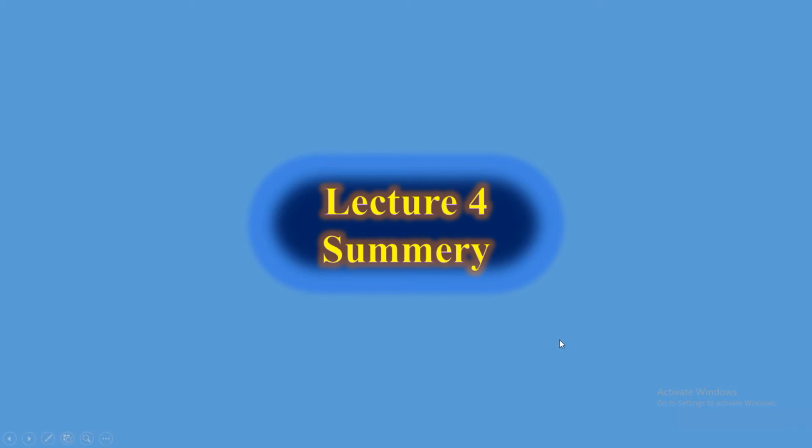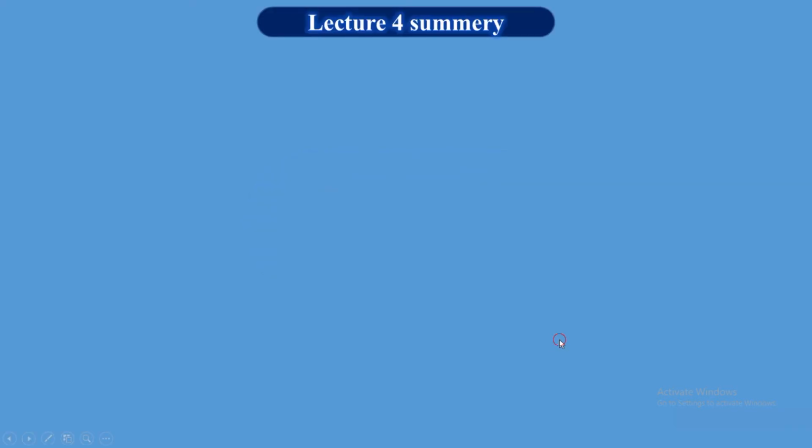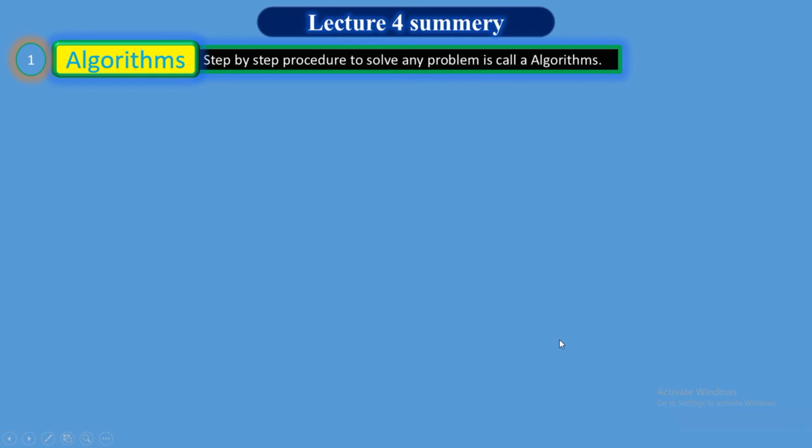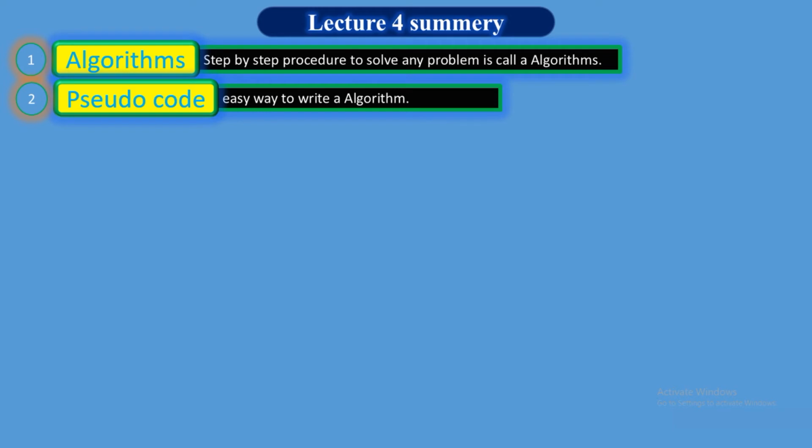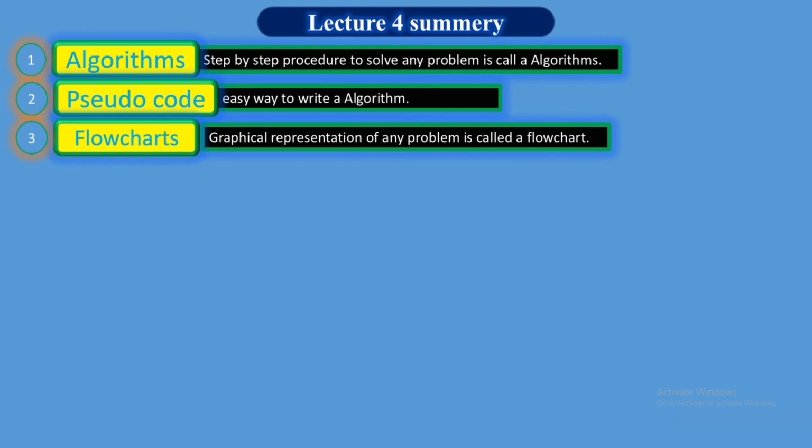Lecture 4 Summary. In Lecture 4, we learn about the algorithm. An algorithm is a step-by-step procedure for solving any problem. Pseudocode: an easy way to write an algorithm is called pseudocode. Then we have flowcharts. Flowcharts are a graphical representation of any problem.